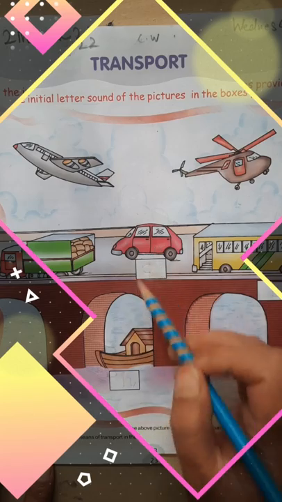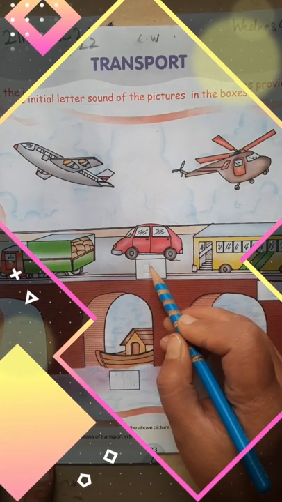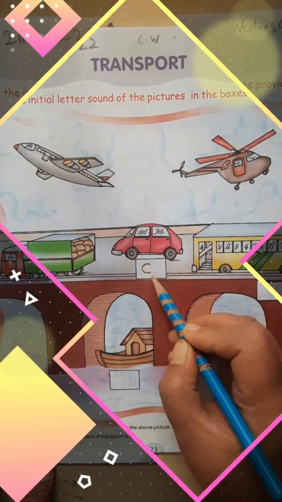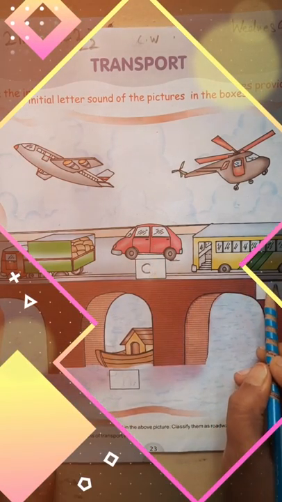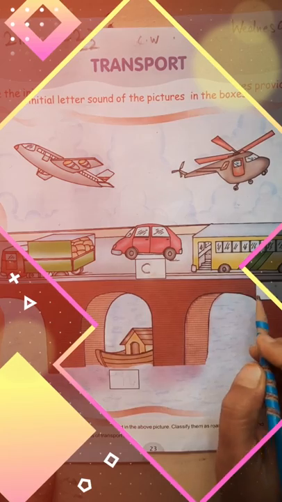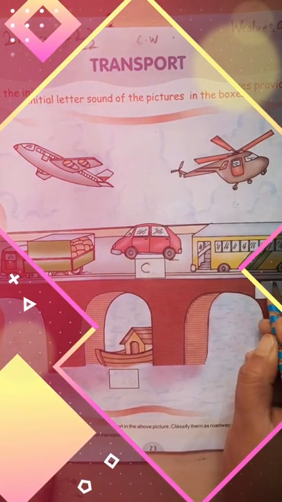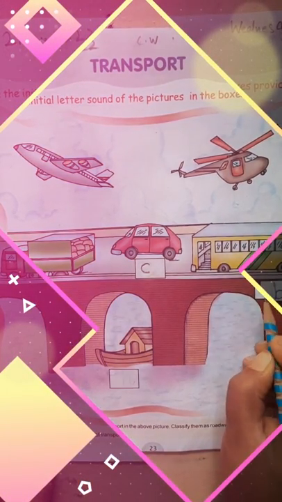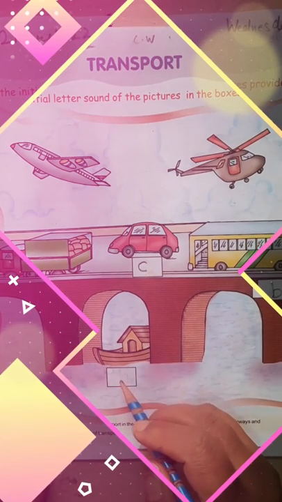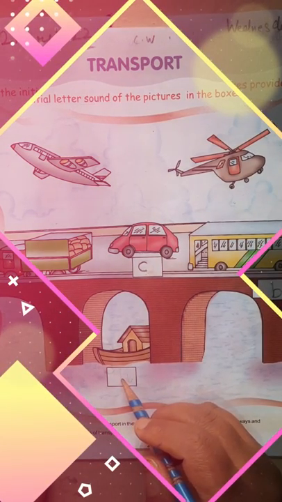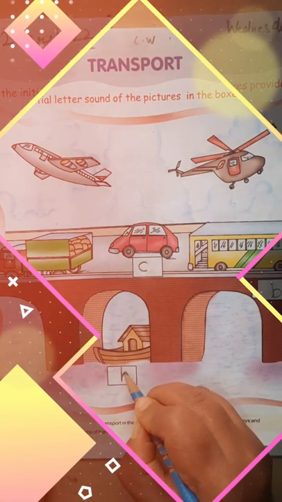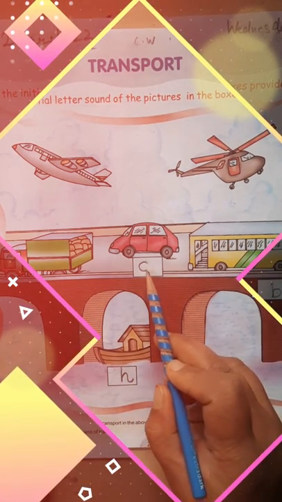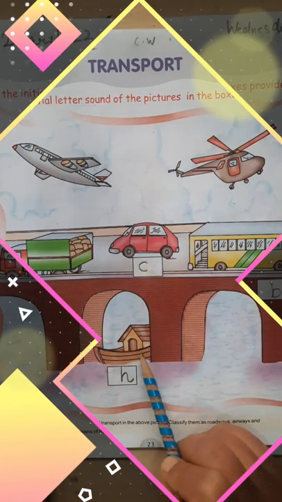This is a car. Car means C, car. And this is a bus. Bus. Okay, and this is a houseboat. You can write boat also. I'm writing houseboat. Houseboat means h, it is h. Car, bus, and houseboat.